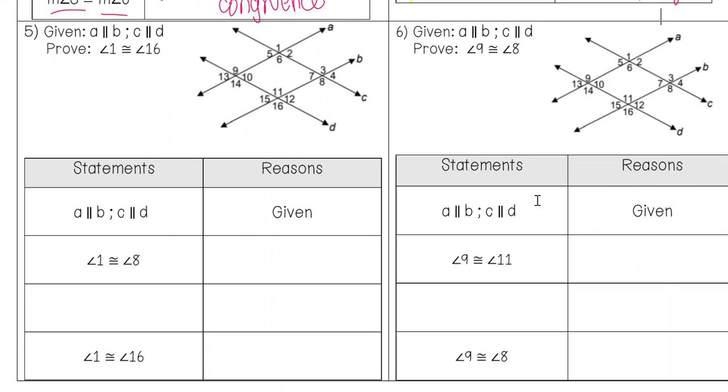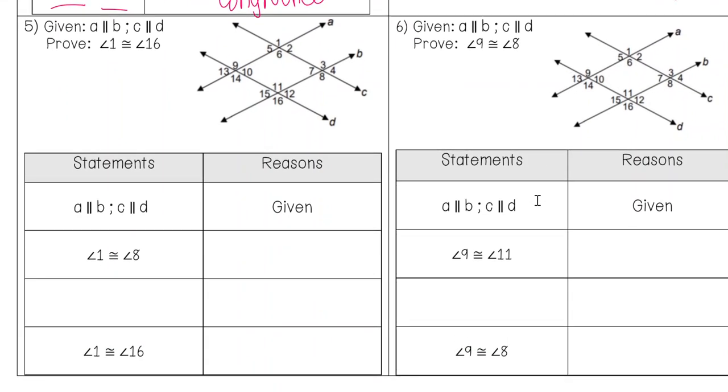We have two more proofs. If you feel like you're getting the hang of it, again, feel free to pause the video and press play when you're ready, or just keep following along. In number 5, it says, given that line A is parallel to line B and line C is parallel to line D. So we have a lot of given information here.